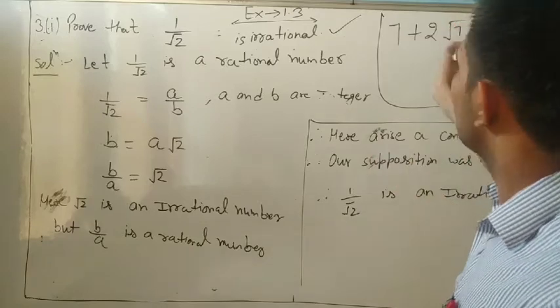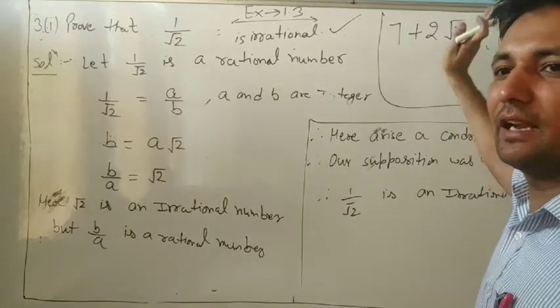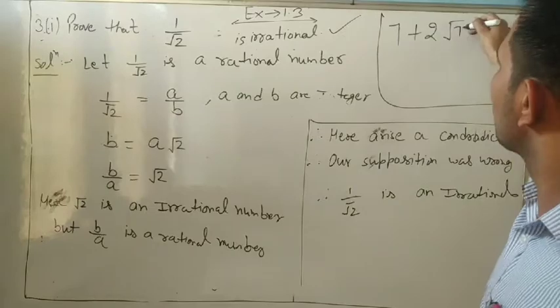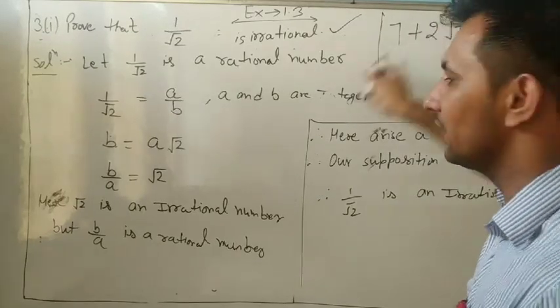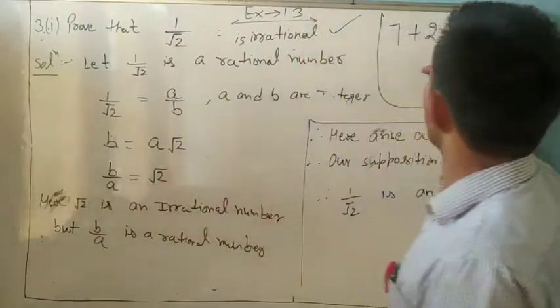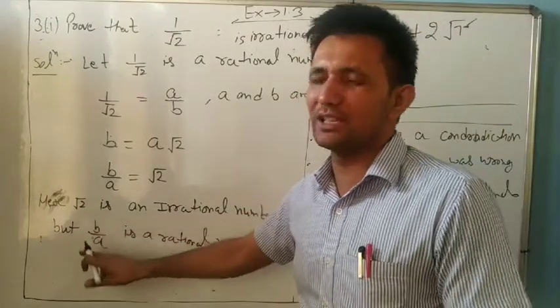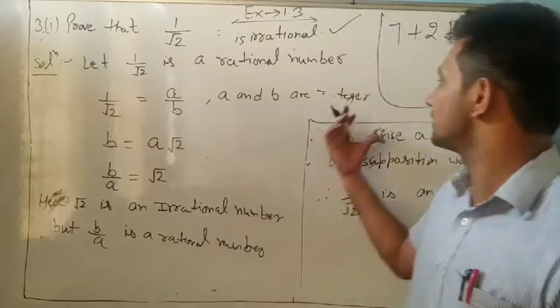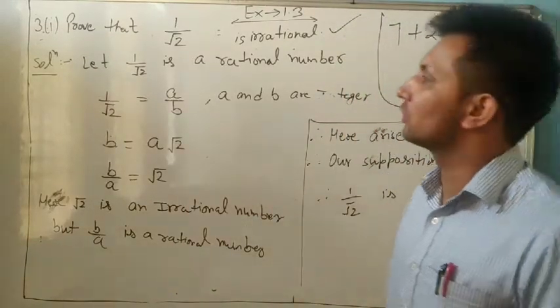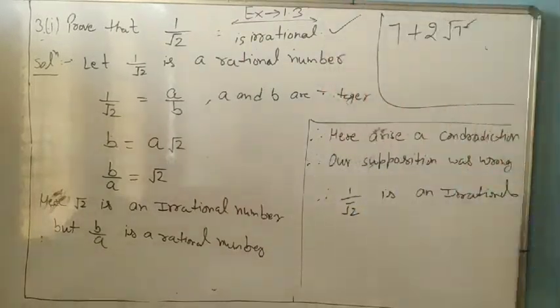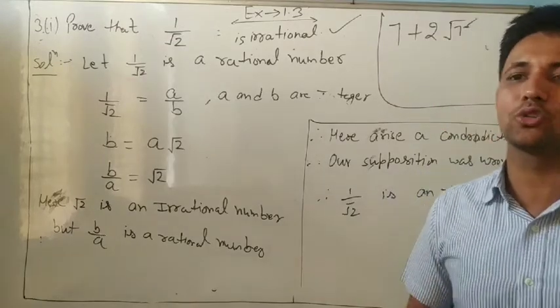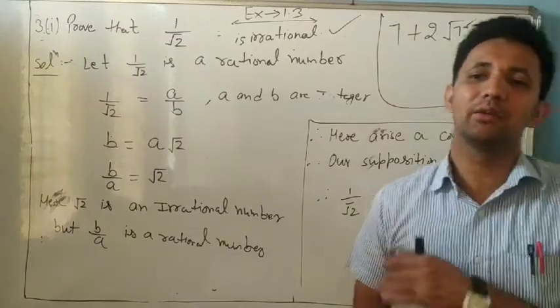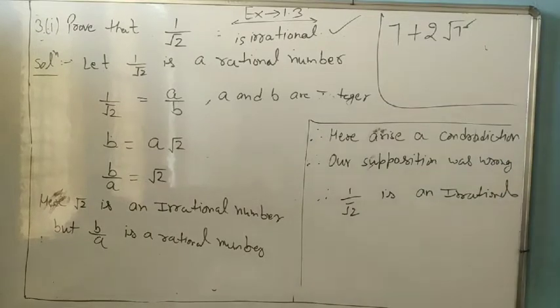So what will we do? Let it be rational, a by b, with the root number on one side and the other numbers on the other side. In the end we will say that root 7 is irrational, and a minus b divided by d, whatever it becomes, is rational. So we will say that it is a contradiction, and our supposition was wrong. Understand? So in this question you have to remember only one thing: we have to show the contradiction. If there is a contradiction, our supposition was wrong.